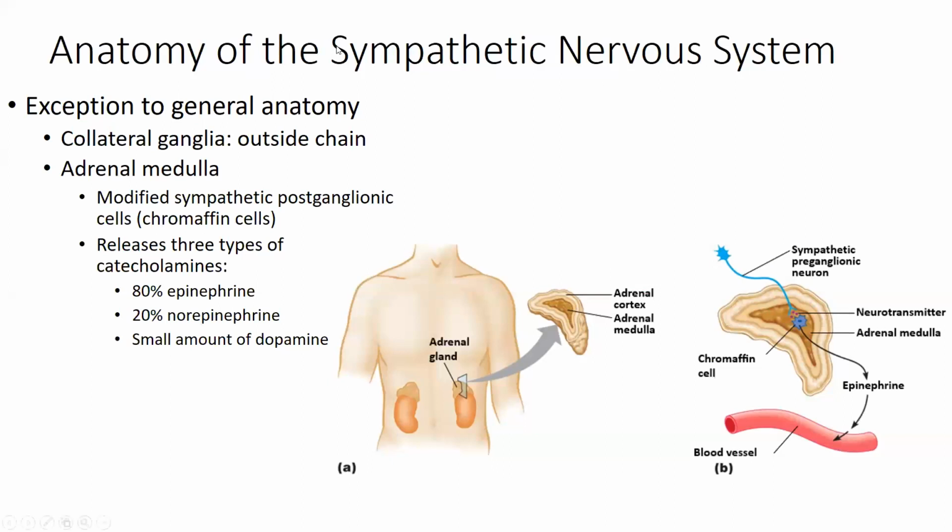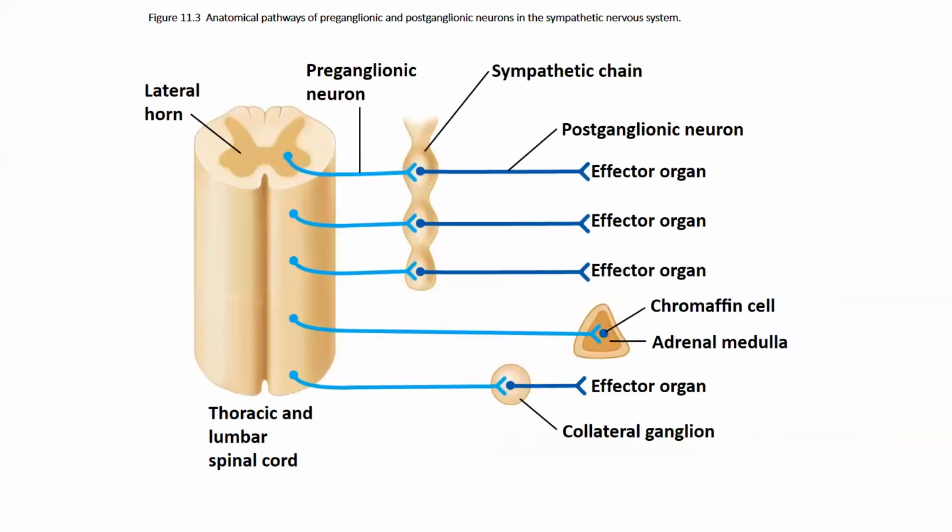Okay? Any questions? So these are the two exceptions to the general anatomy that we saw. Alrighty? So, if we look at this image, we'll see those three routes of communication that we just talked about. That first route of communication was synapsing from the spinal cord onto your sympathetic chain and then out onto some type of effector tissue. The second route of communication was synapsing onto a chromaffin cell in the adrenal medulla. And then that chromaffin cell would act like a postganglionic neuron and release norepinephrine, epinephrine, and a small amount of dopamine. And the third route of communication was synapsing onto a ganglia that was not a part of the sympathetic chain, and this we call a collateral ganglia.